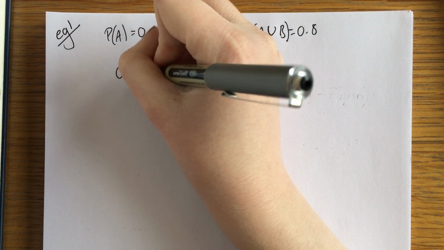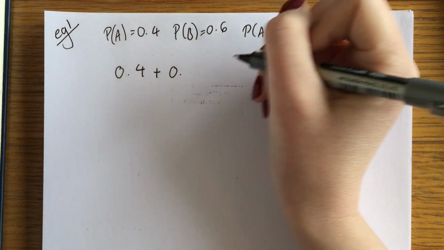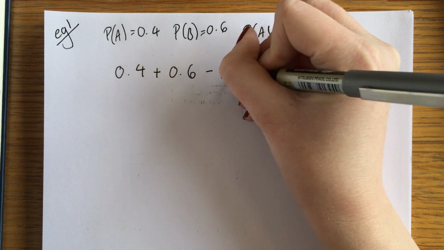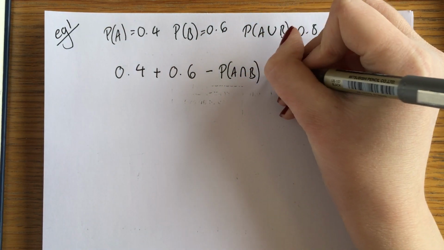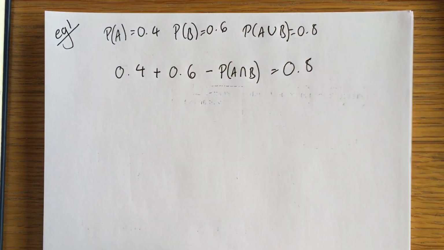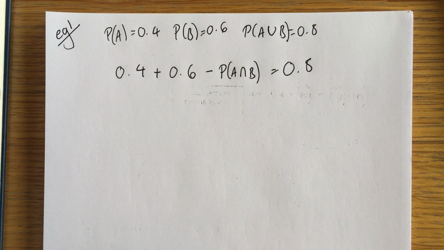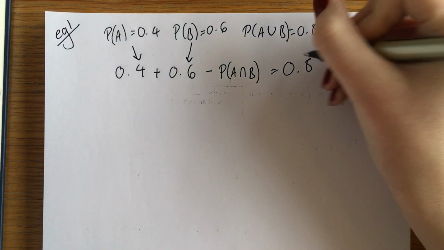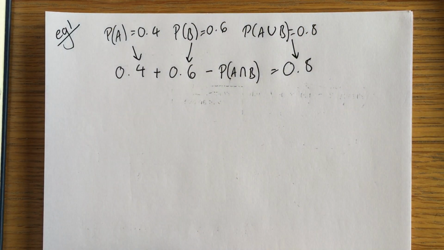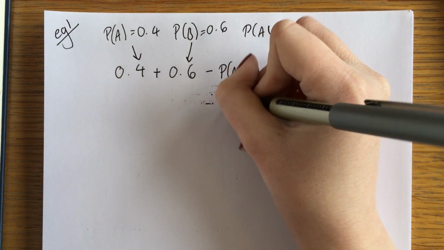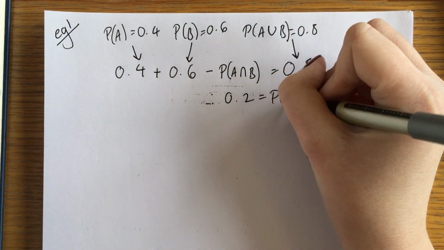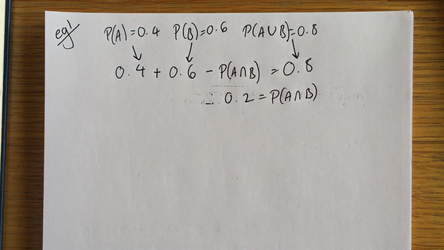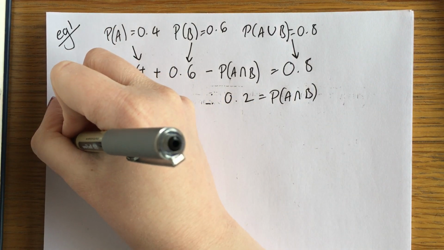So I know my formula: the probability of A plus the probability of B, subtract their intersection, is equal to the probability of A union B. So therefore, the probability of A intersection B is 0.2. Really straightforward.